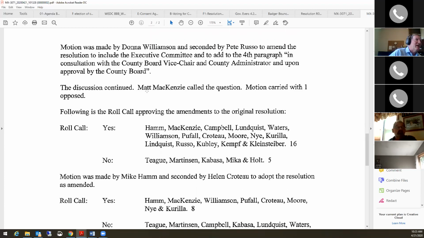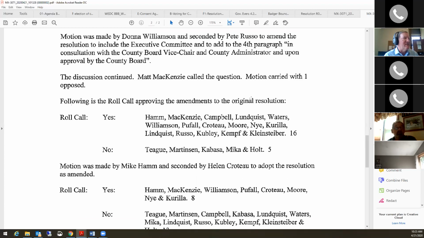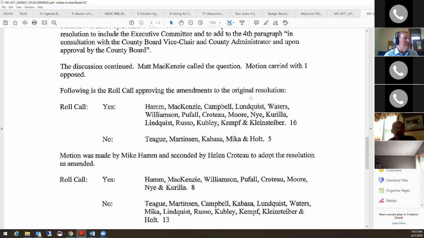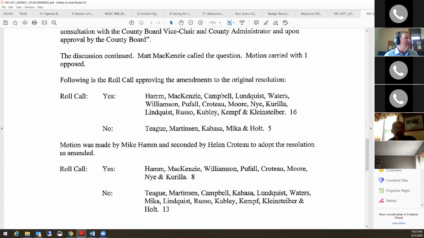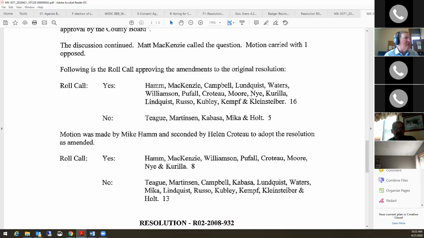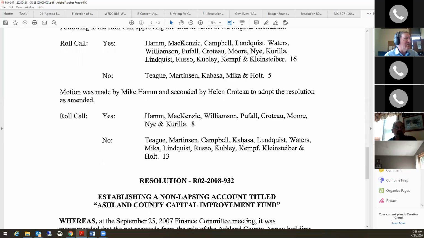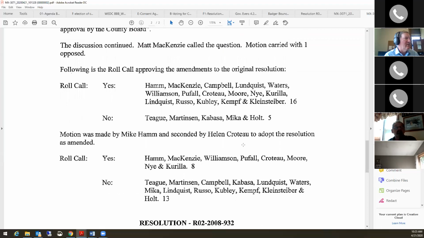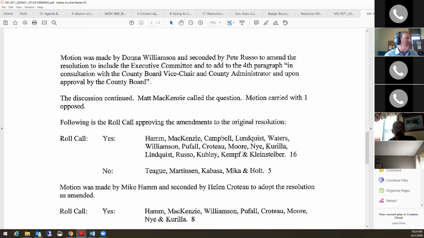That sounds good. So on our screen, basically, I have Heather giving the minutes, basically motion made and seconded and discussion to pass this resolution. And following the roll call, approving the amendments, motion made by a second to adopt the resolution as amended. Is this the one we're talking about, Heather?